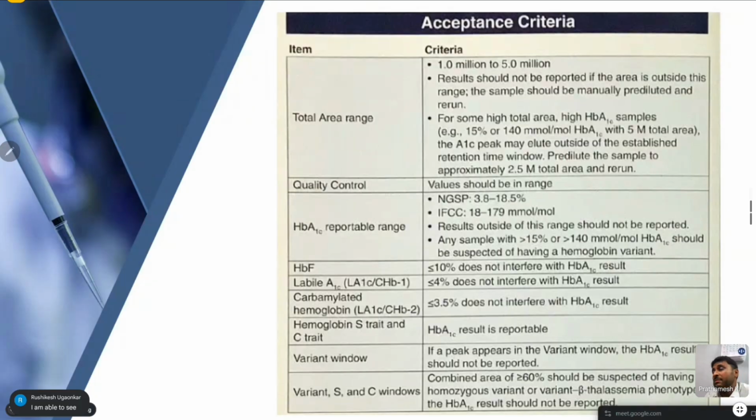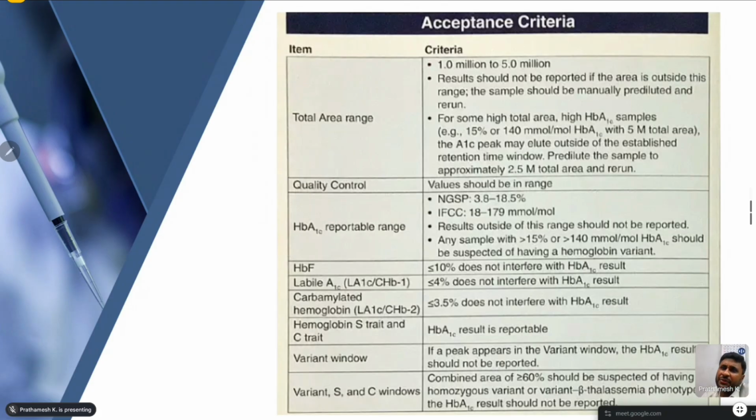If the patient has any hemoglobin disorder, you might come across windows like the variant window, S window, C window. When you're running this Variant or Bio-Rad machine in A1C mode, if the patient has a hemoglobinopathy, you will see the peaks, but you wouldn't be able to identify which peak it is. You will see the S window, C window, or variant window if the patient has one, but you can't tell which hemoglobin disorder the patient has. For that you have to use the other mode, the hemoglobin mode.